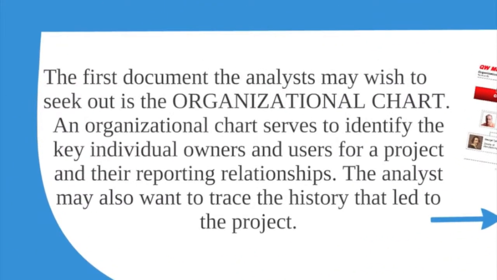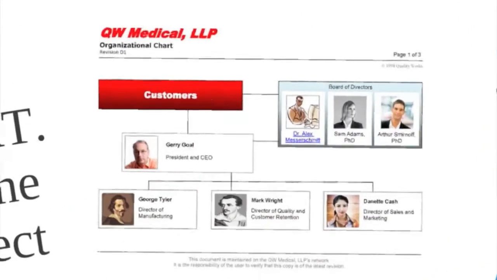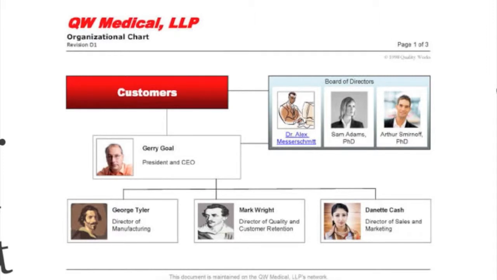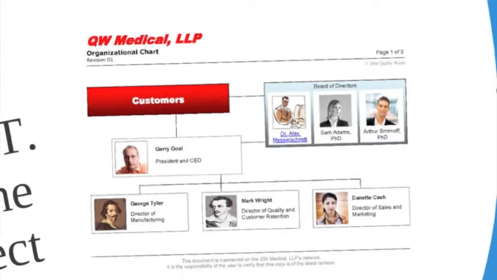The first document the analyst may wish to seek out is the organizational chart. An organization chart serves to identify individual owners and users for a project and their reporting relationships. The analyst may also want to trace the history that led to the project.